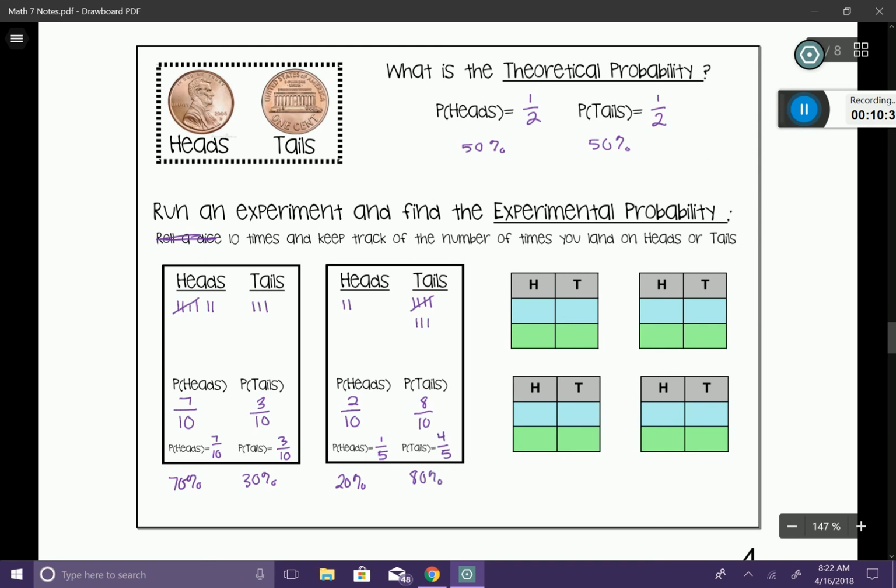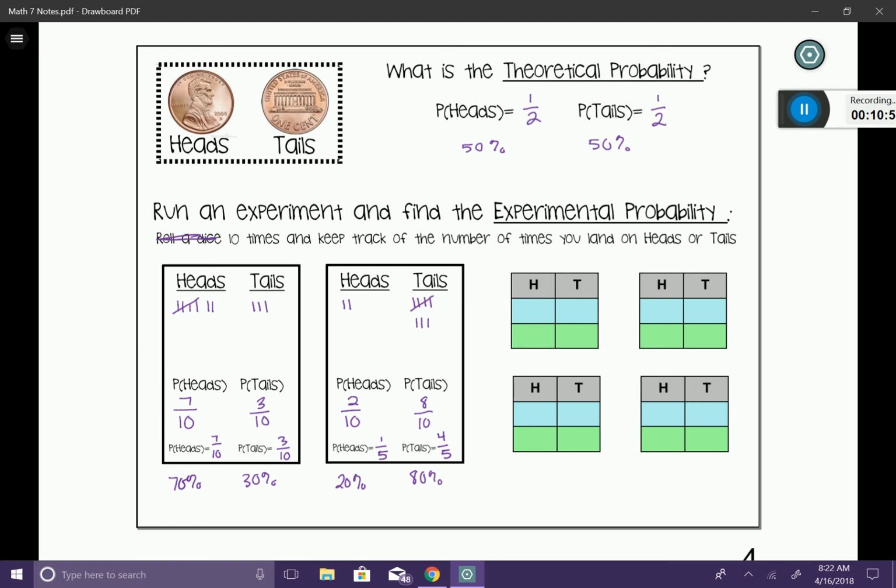So you can see when we did the second round of the experiment, it actually turned out the other way. Tails was way higher than 50%, and heads was way lower than 50%. And sometimes that happens. In an experiment, you don't know what's going to happen. Okay, so feel free to use this area to the right to try a couple more trials with the heads and tails. But I did want to mention one thing.